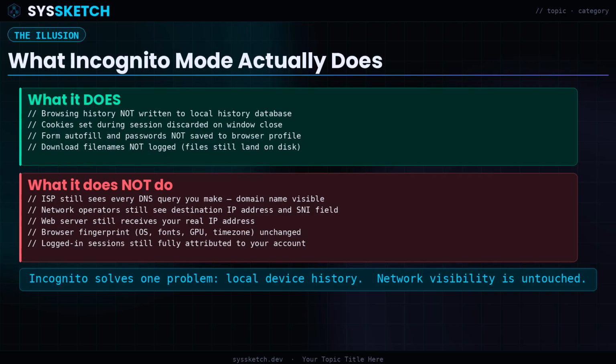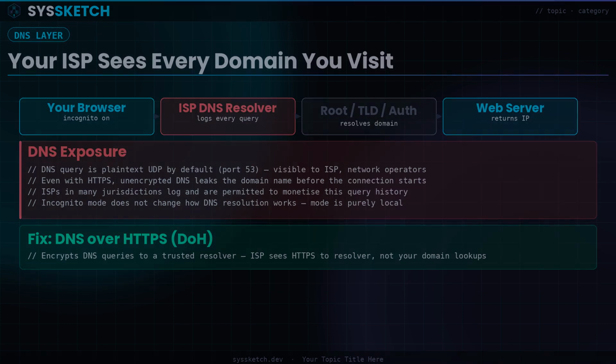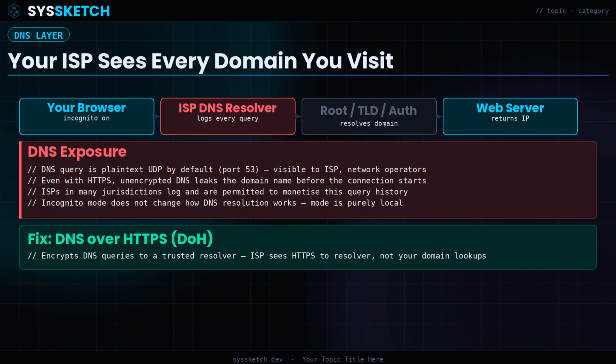After the DNS query resolves, your browser opens a TCP connection to the web server. That connection passes through your ISP's infrastructure. Even if the connection is encrypted with TLS, the destination IP address and the server name indicator, which is a field transmitted in the TLS handshake before encryption begins, are visible to anyone operating network infrastructure between you and the server. Your ISP sees it. Any network-level observer sees it. Incognito mode does nothing to prevent any of this either.